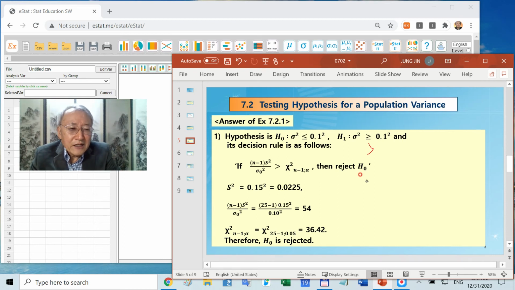The critical line looks like this. Therefore, if your sample statistic value, the transformed value, is greater than the critical line, reject H0. Here is the sample variance, and the transformed value of this sample statistic becomes 54. This chi-square with n minus 1, that's 24 degrees of freedom, is 36.42. Therefore, you have to reject.